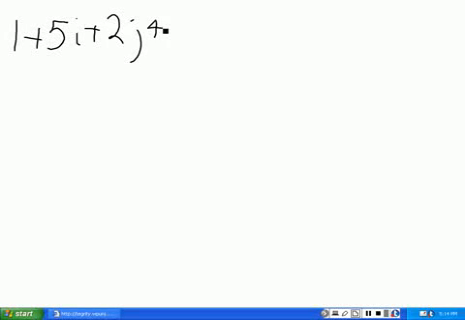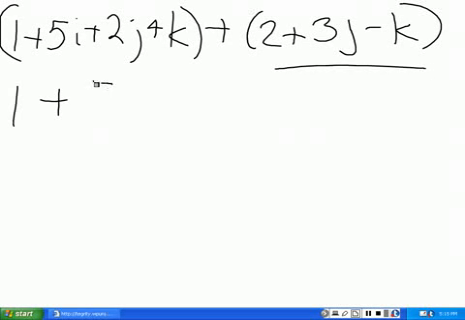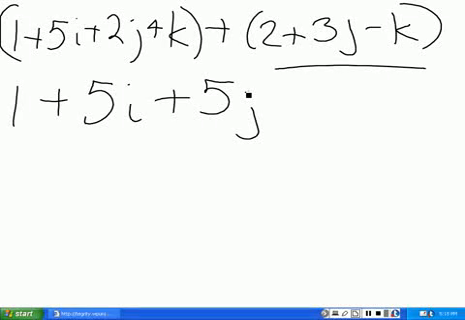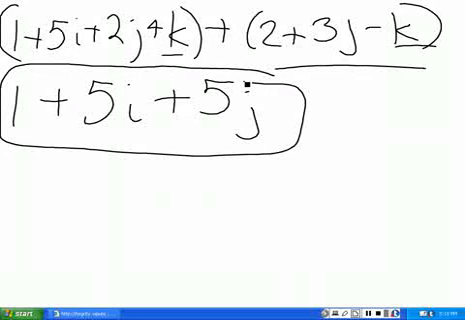For another example, let's say I have 1 plus 5i plus 2j plus k, and I want to add this to 2 plus 3j minus k. Well, I just get 1 plus, there's no i over here, so 5i, and then I get plus 5j, and now I have plus k minus k, so those are going to cancel out, and that's what I get. And the i's to the left of the j, so that's a nice form for us to leave it in.